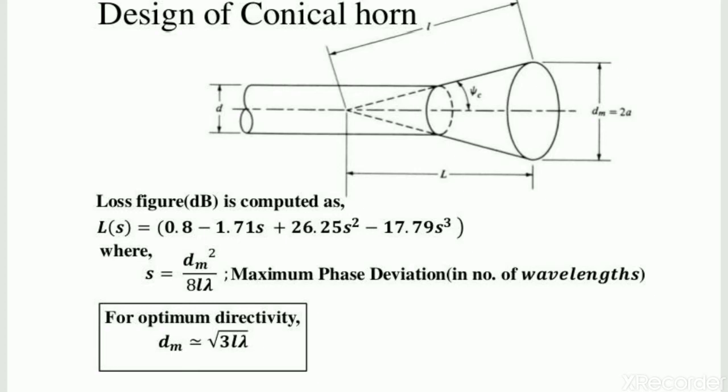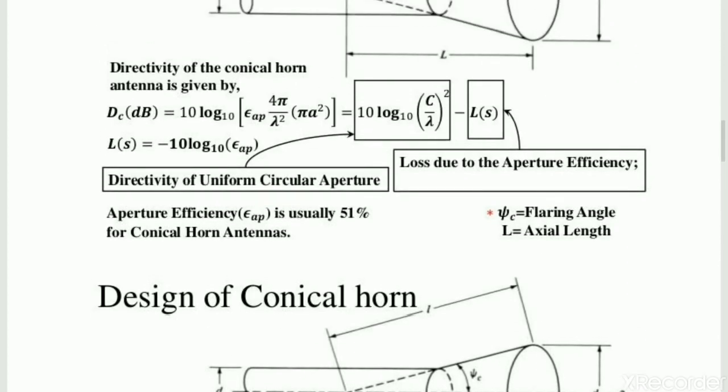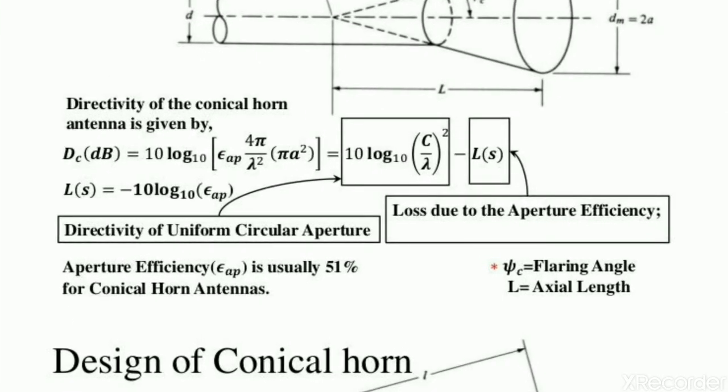So for the optimum directivity, the equation will be dm is equal to the square root of 3 L lambda. So please remember this equation, which is used to improve the directivity of the conical horn using the axial length and the wavelength, and also the equation of the loss figure and the equation of maximum phase deviation. These are very important equations to design any conical horn antenna and also to improve its directivity. And the above equations are of the directivity of the conical horn, loss, aperture efficiency, and the directivity of a uniform circular aperture.